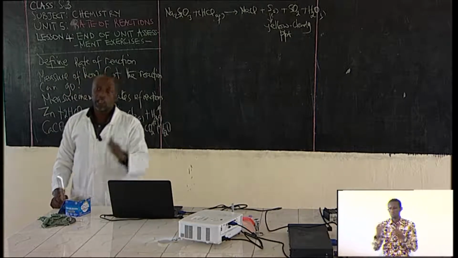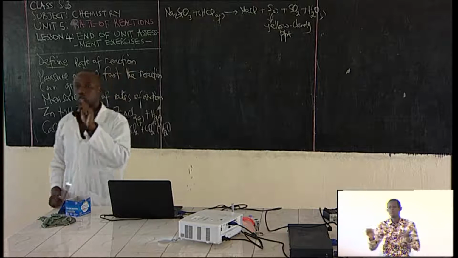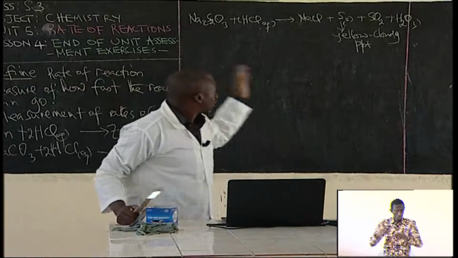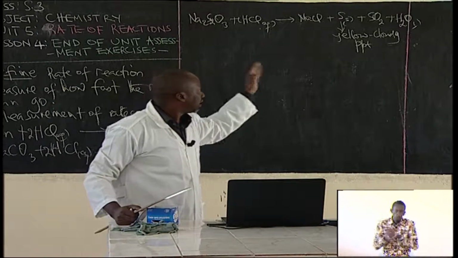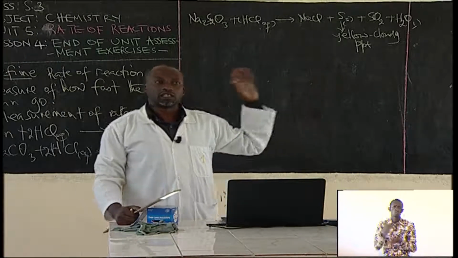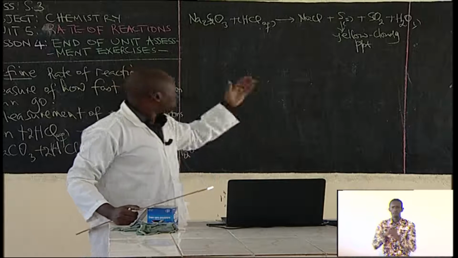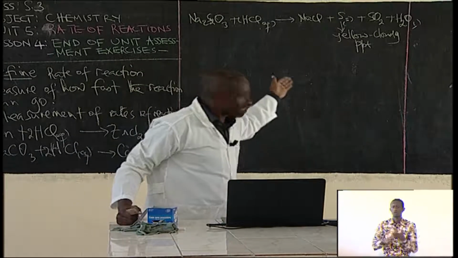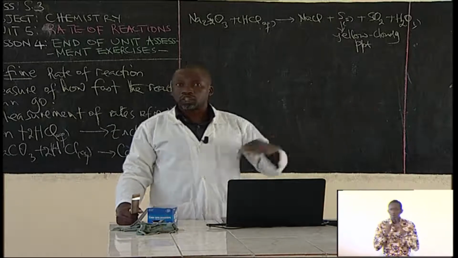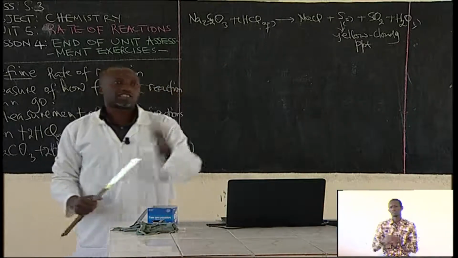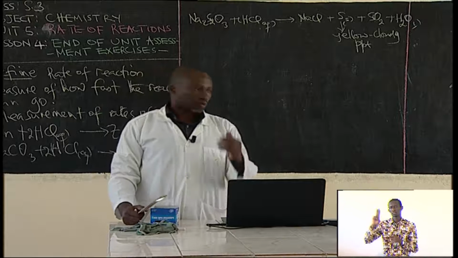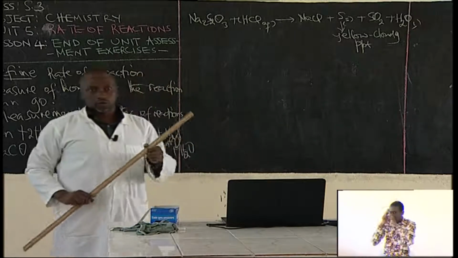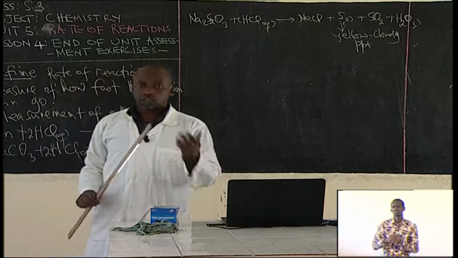So when we are determining how long, that means we are determining the rate of the reaction at which the sulfur, that yellow cloudy precipitate, is formed. So we used the change of color of the sulfur that is being formed to determine how fast this reaction goes along with respect to the concentration of sodium thiosulfate.